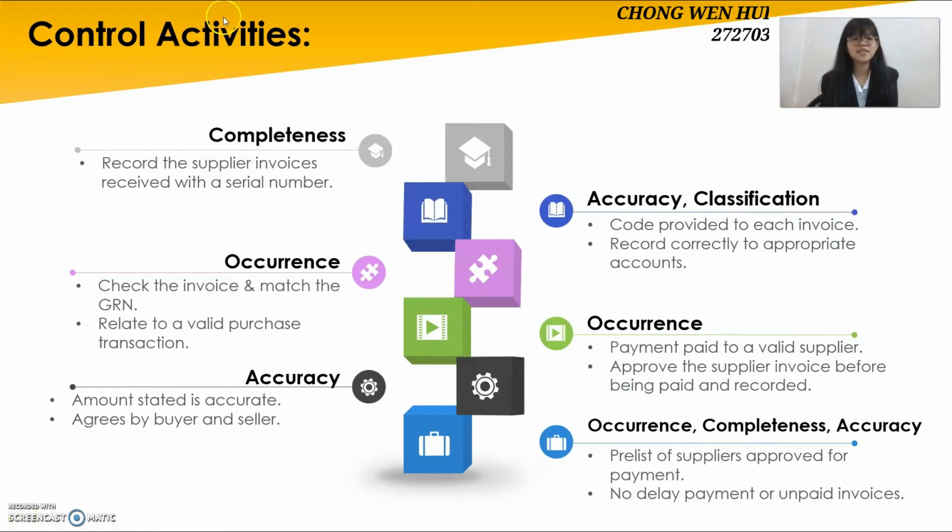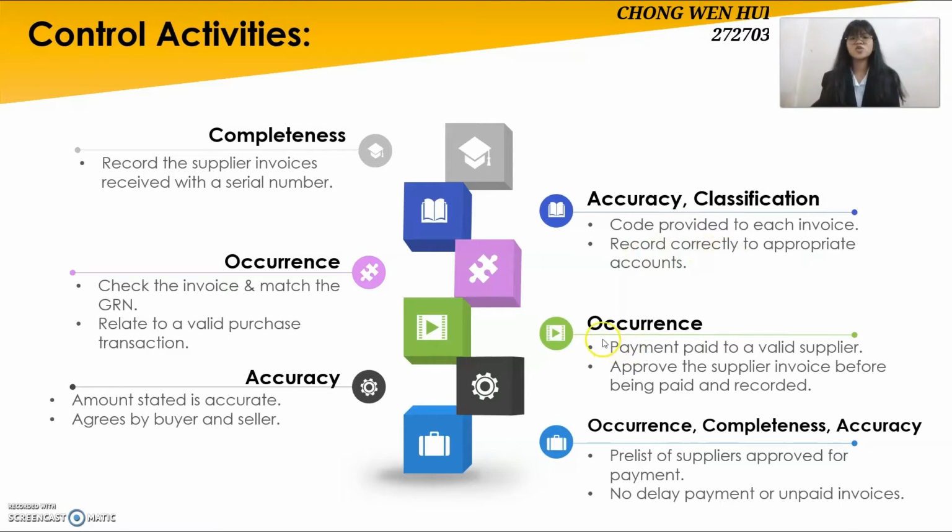Some control activities are needed to help the company achieve the audit objectives. To achieve completeness, the company should record all supplier invoices received with serial numbers. For occurrence, the second audit objective, the entity will relate the supplier invoice to a valid purchase transaction by checking the invoice and matching it with the GRN and purchase orders. For accuracy, the company will ensure that the amount stated in the supplier invoice is accurate and agreed by the buyer and the seller. Moreover, for classification, the company will provide a code to every supplier invoice to ensure that the invoice is recorded correctly to the appropriate accounts.